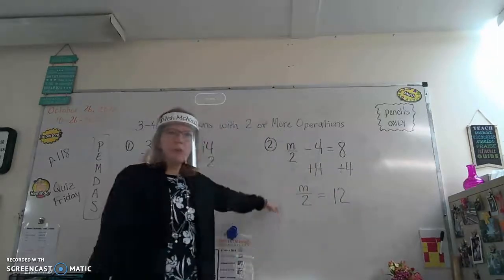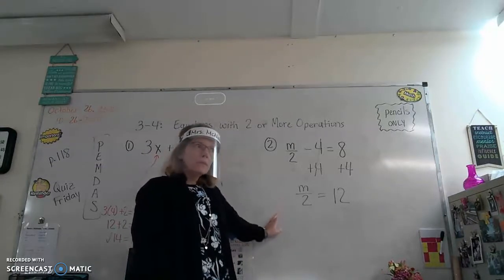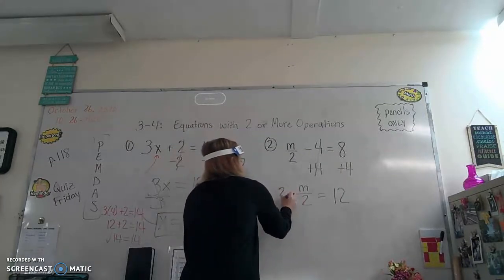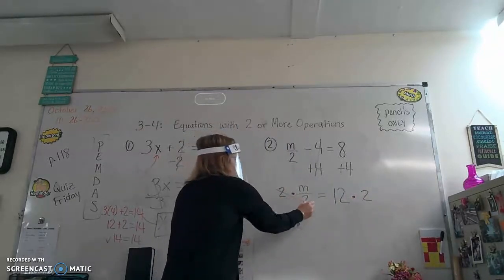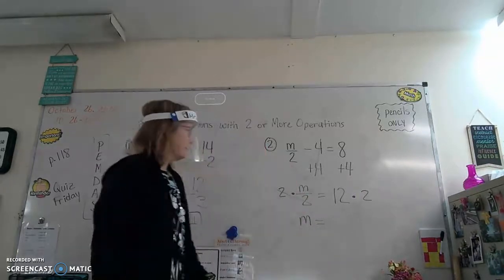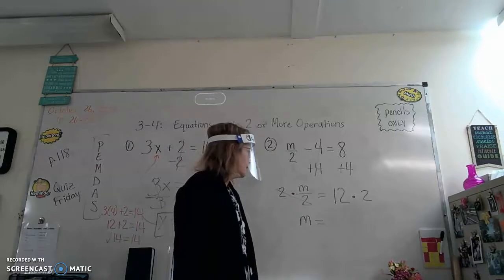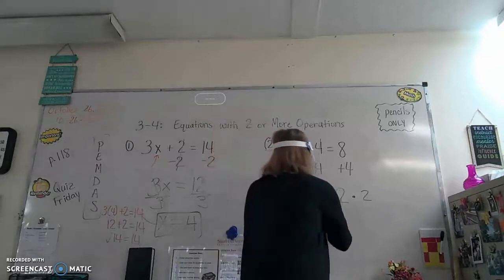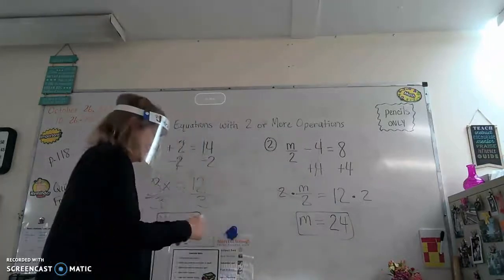Now, a fraction means what operation? Division. So we're going to do the opposite of division, and we're going to multiply by whatever's underneath the variable. It's a multiplication dot. 2 times m over 2 equals 12 times 2. 12 times 2 is? 24. Yes. I couldn't remember what 12 times 2 was. I was like, wow.